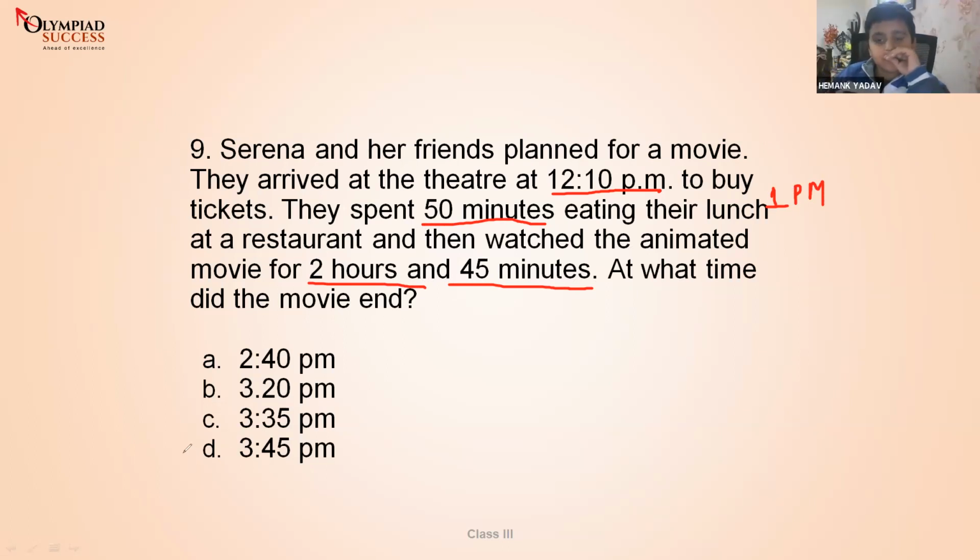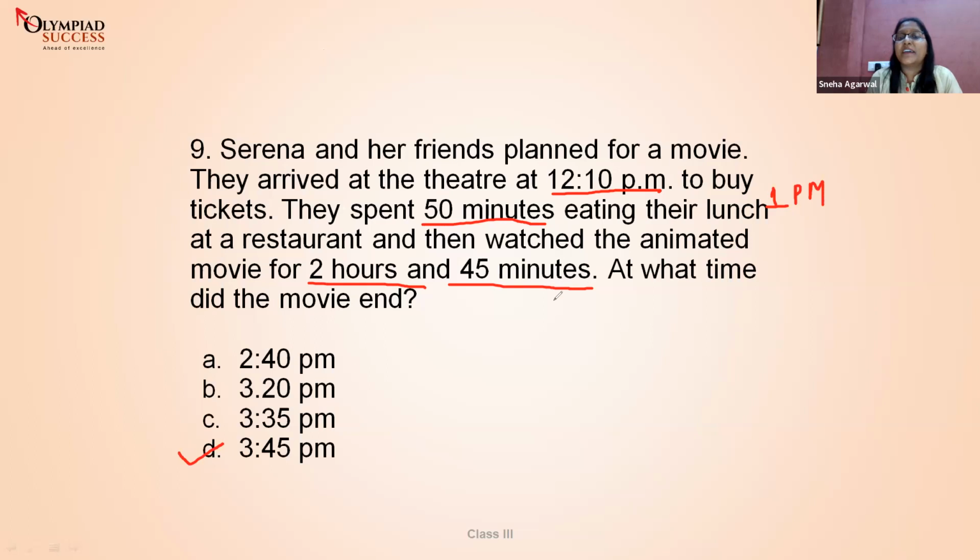3:45 p.m. Yes, ma'am, 3:45 p.m. 1 p.m. plus 2 hours is equal to 3 p.m., and we have 45 minutes more left. So 3 hours plus 45 minutes is equal to 3:45 p.m.